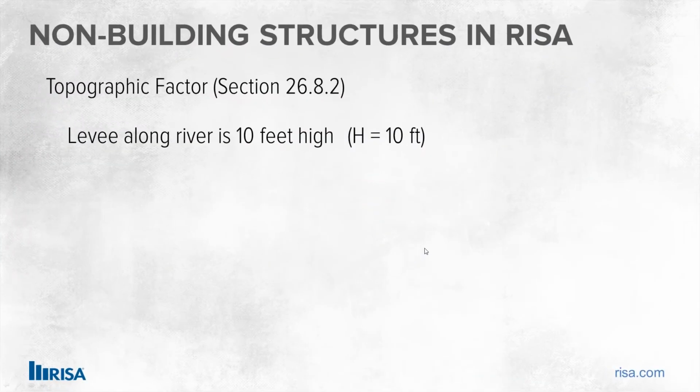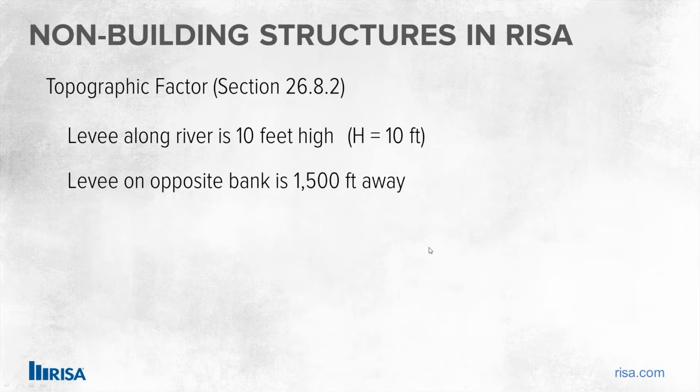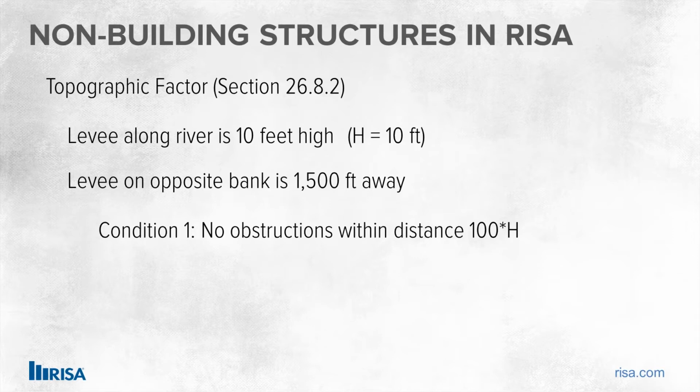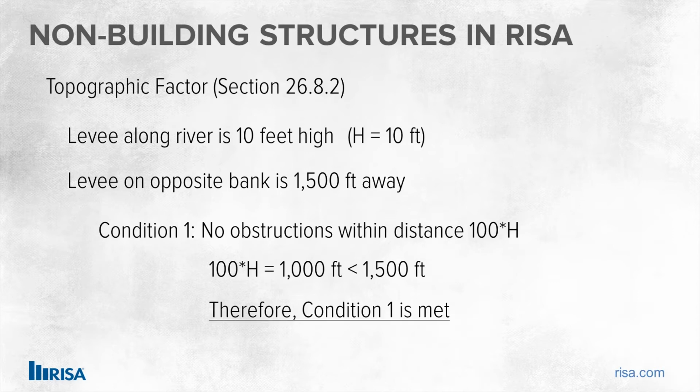So coming in here, if we assume that the levee is 10 feet high, and that there's an equal height levee on the opposite bank that's 1,500 feet away, we would have to check this condition for topographic factors. And one of the topographic factors is that on our site, we have to have no obstructions, other than, of course, this levee that we're talking about, within a distance of 100 times the height of whatever we're sitting on top of. And 100 times the height of it would be 1,000 feet, which is less than 1,500 feet. So therefore, we did meet this condition.